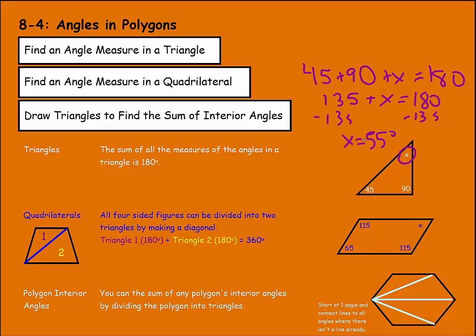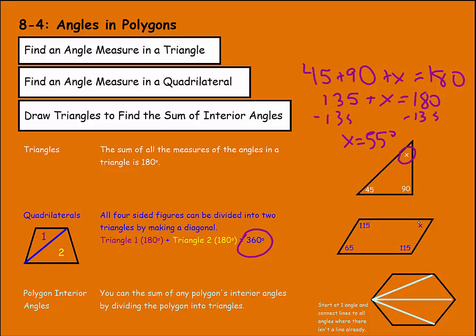Quadrilaterals have twice the measure of interior angles as triangles. And here's the reason behind that. All four-sided figures can be divided into two triangles by making a diagonal. So if you notice here, if I go from corner to corner, I can create two different triangles. And remember, each triangle is 180 degrees. Well, triangle 1, which is 180, plus triangle 2, which is 180, that'd be a total of 360 degrees for all the angles.